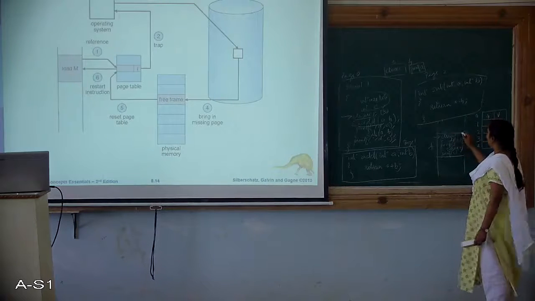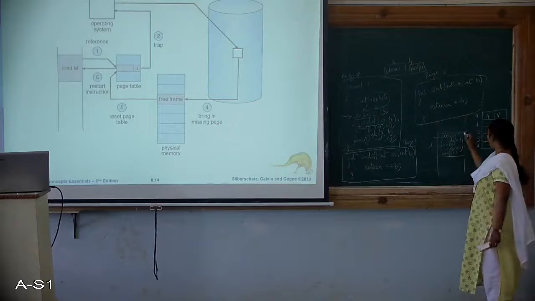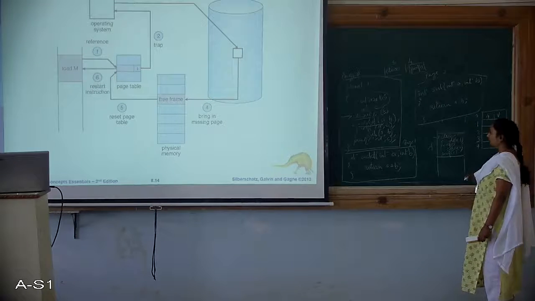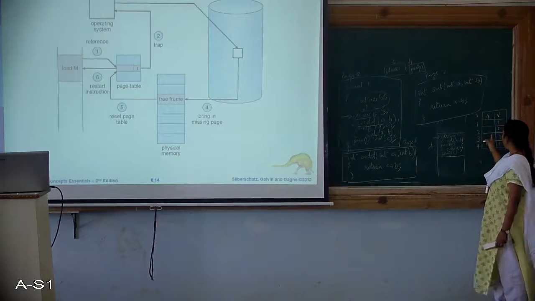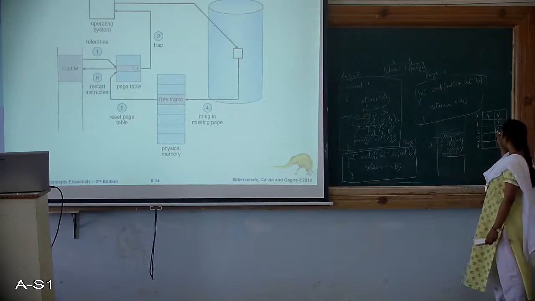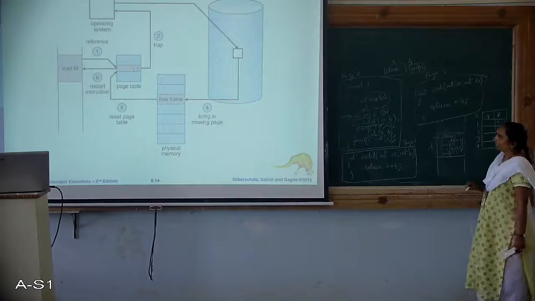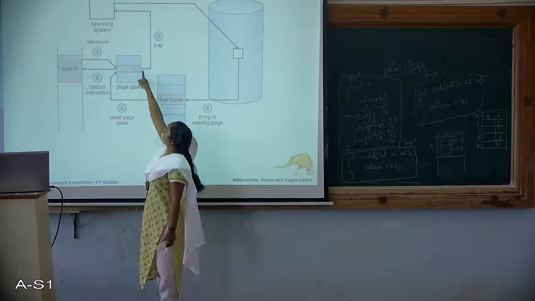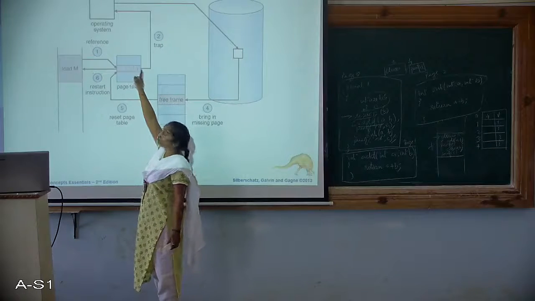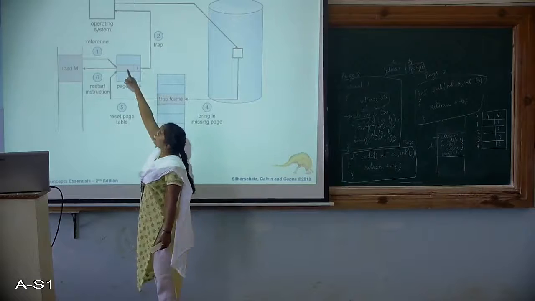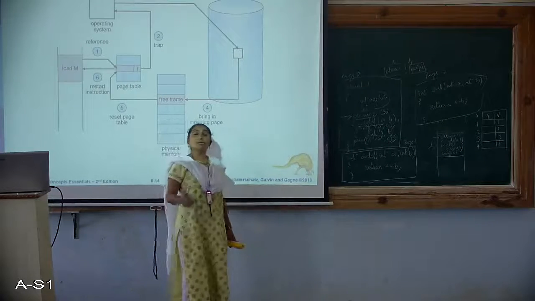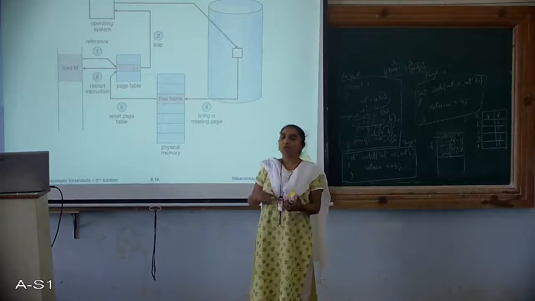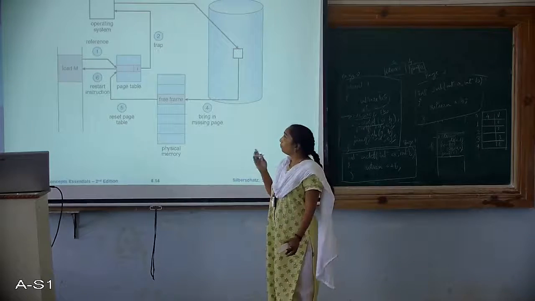Now CLR-SCR is page 3, so the reference is for page 3. Page 3 is invalid. Why? Because it is not there in physical memory. Can you see the I here? Invalid means it goes and executes the second step. The second step is a trap to the operating system. It initializes an interrupt to the operating system.